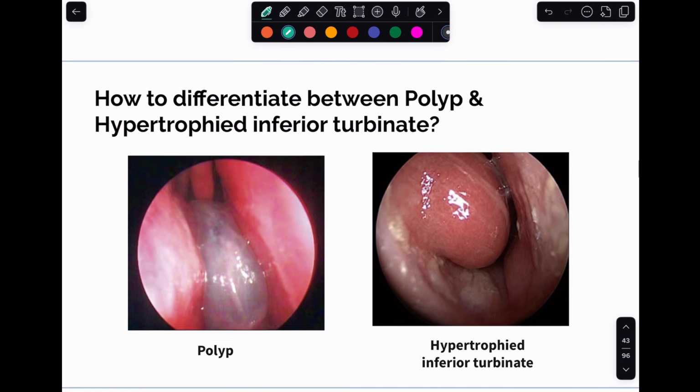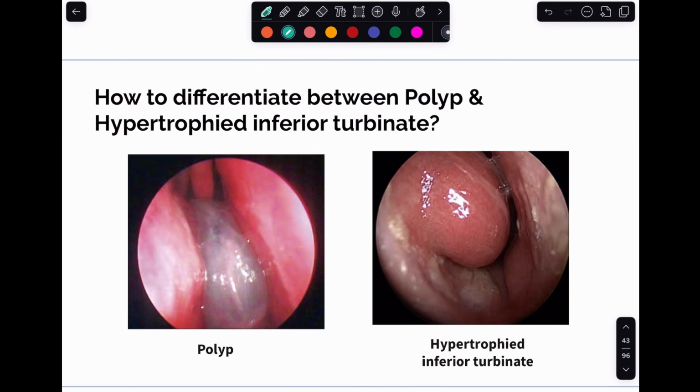Next, now this is again a very good question to ask over here. How will you differentiate when, let's say on anterior rhinoscopy, you have seen a mass like this? How will you differentiate whether it is a polyp or just a hypertrophied inferior turbinate? Now, they will look slightly different, and there are also some different ways that you can tell.